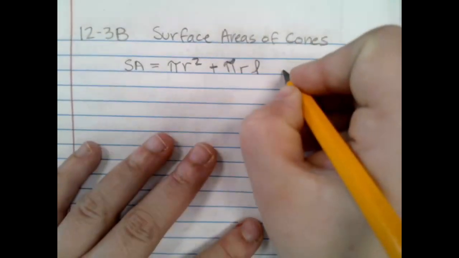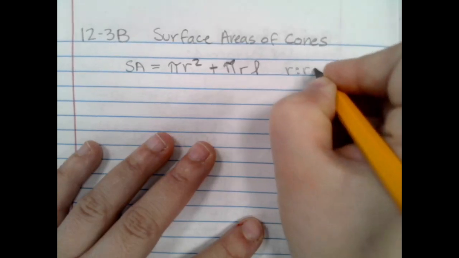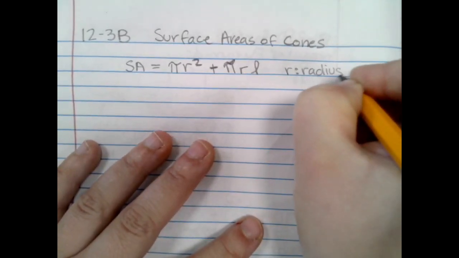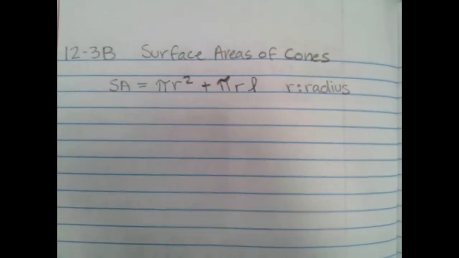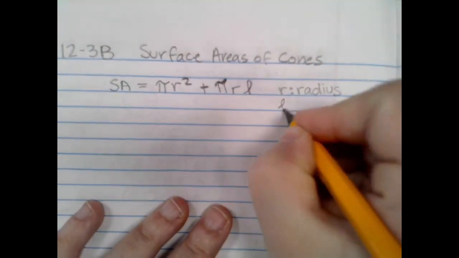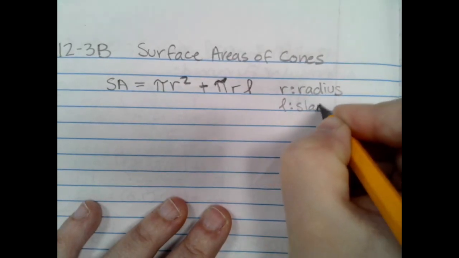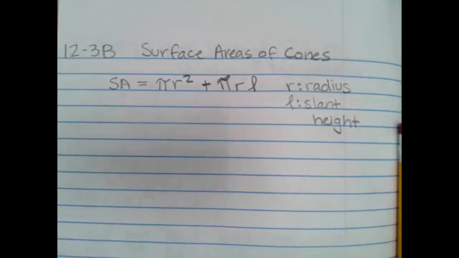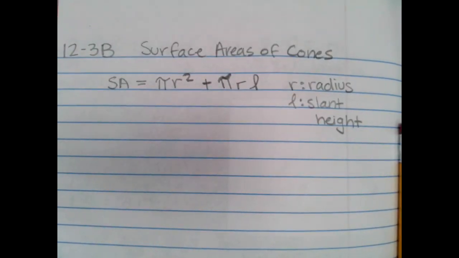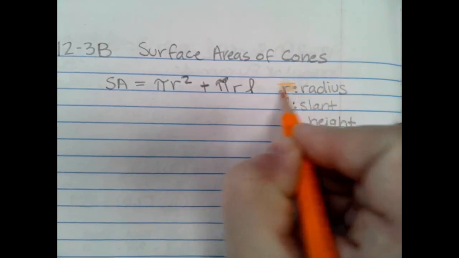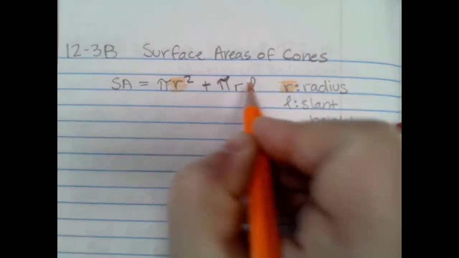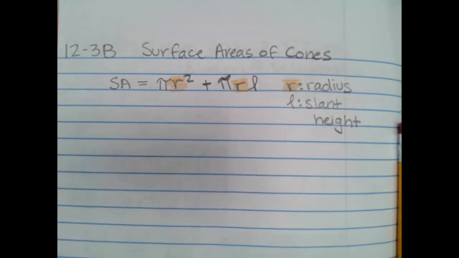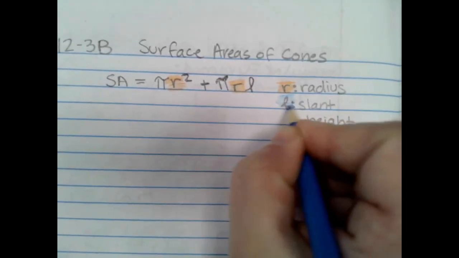Okay, so big thing here is that R is the radius. And that cursive L is slant height. So if you want to use two colors today as we work to show kind of the difference between those two, you can. I'm just going to use orange and blue. So I'm going to use orange for my radius. And then I'm going to use light blue for my slant height.